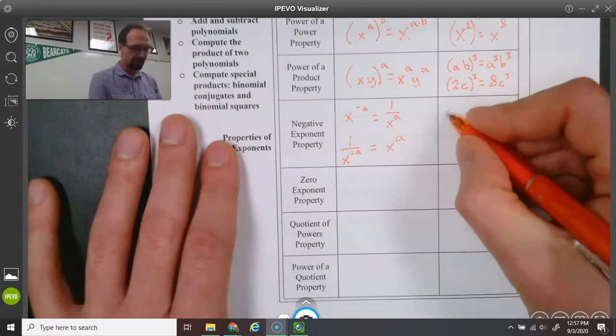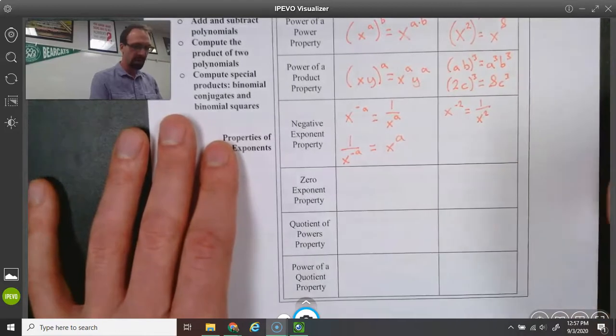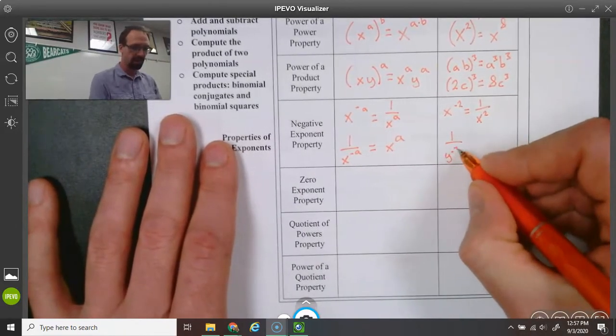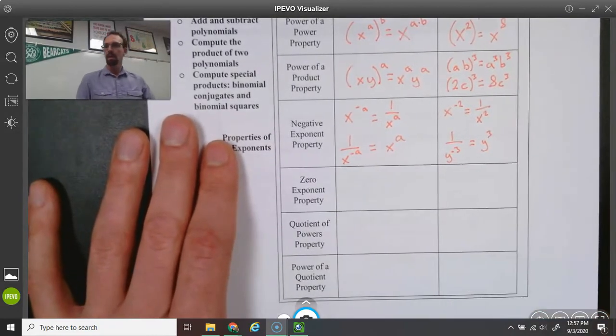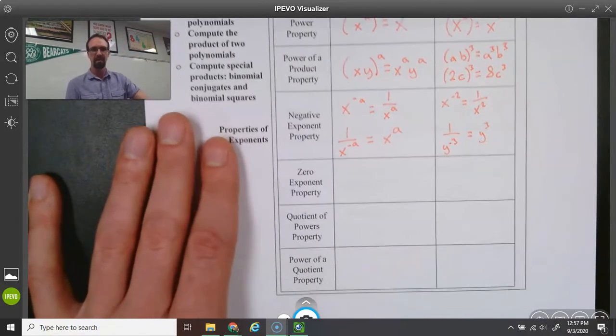So if I have x to the negative second power, then I end up with 1 over x squared. But if I start out with, say, 1 over y to the negative third power, then I end up with y cubed. Just the part that has the negative exponent moves. We'll see some examples of that later.